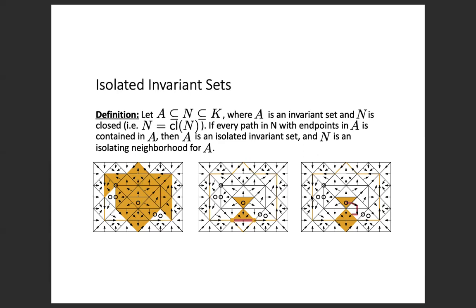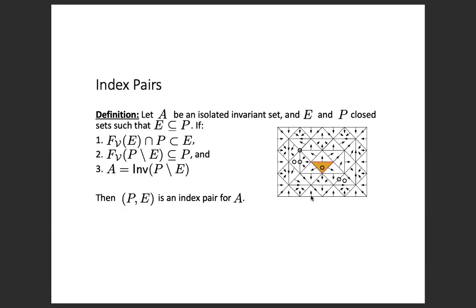And then in the middle, this is an invariant set, but it's not isolated by any neighborhood, right? Because you can always start in the yellow, walk to the red edge, and re-enter the red. So any closed set that contains the yellow will not isolate the invariant set. So it's not isolated, okay? And this is where we diverge a little bit from the tutorial, okay?